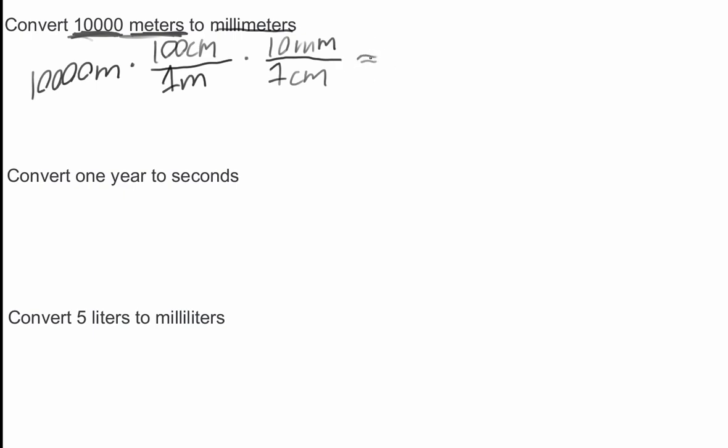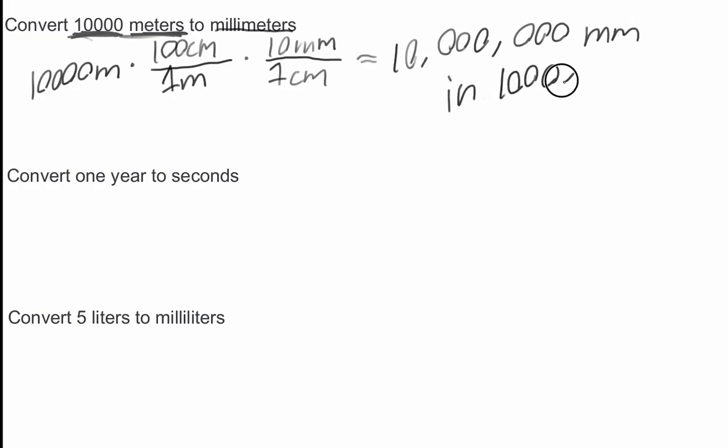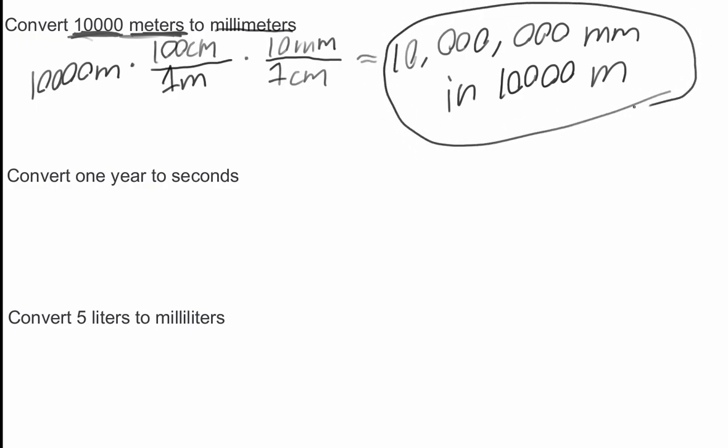So our next step is to multiply all these numbers together. So you want to do 10,000 times 100 times 10. And that'll get you 10 million millimeters in 10,000 meters. First question done.